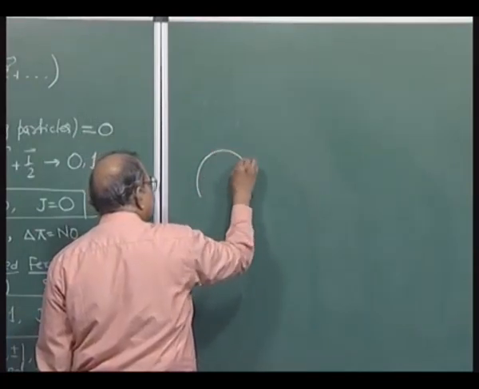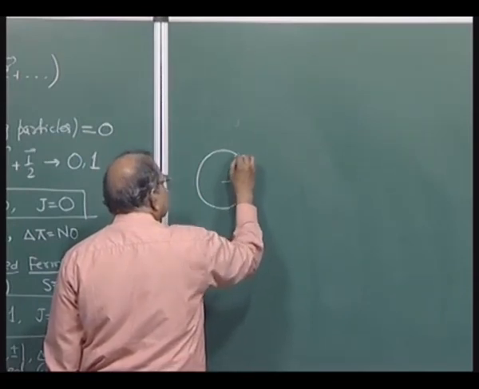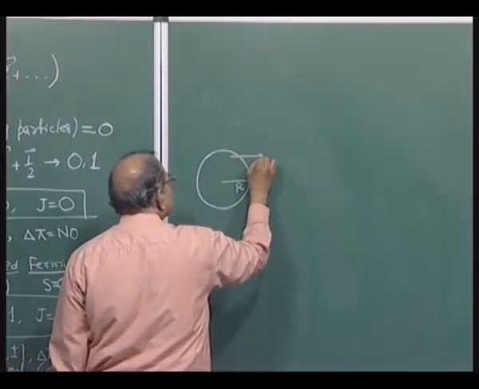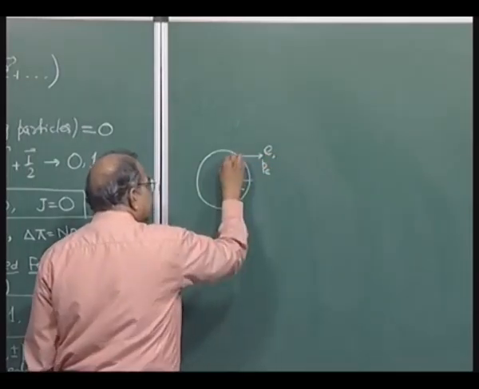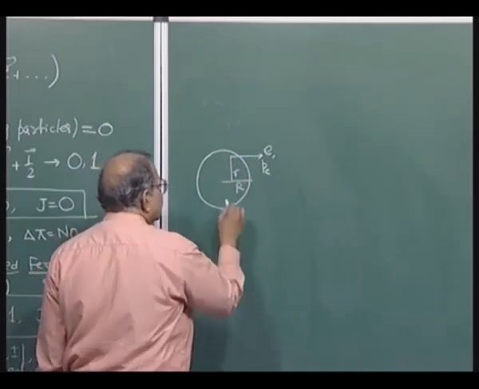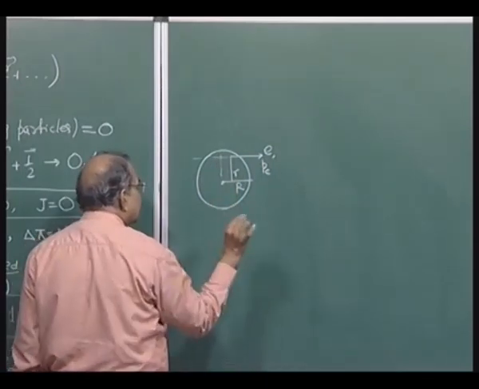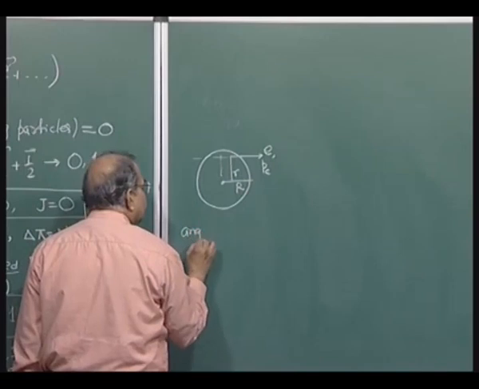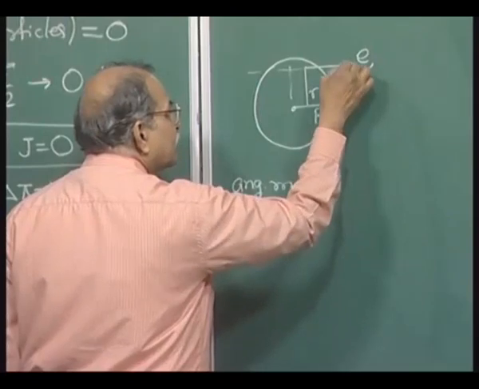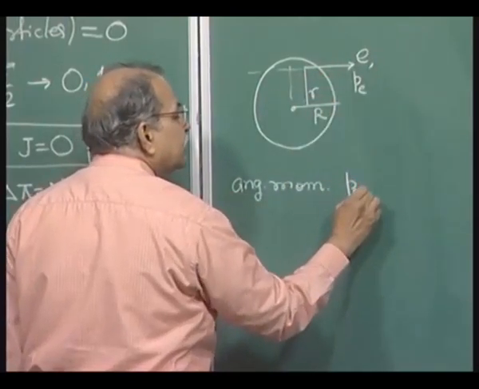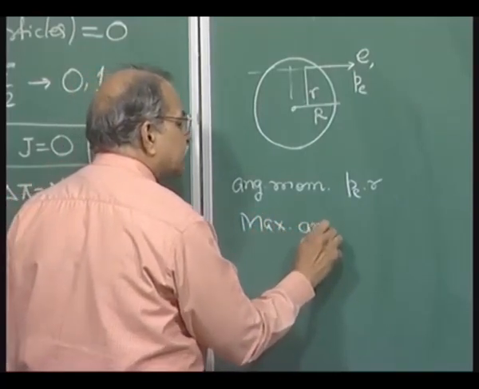you have a nucleus, assume it to be a sphere of radius r, and then the electron is coming out with some momentum P e, and this is the distance, the perpendicular distance from the center, this is the perpendicular distance r. The angular momentum magnitude in classical mechanics would be this linear momentum times this distance. So, P e times r. So, let us look at the maximum angular momentum.